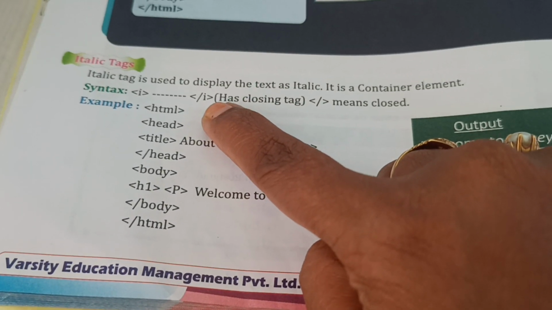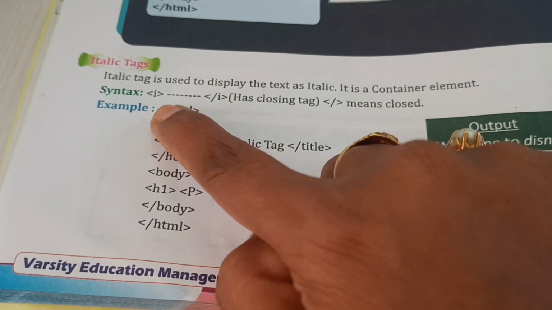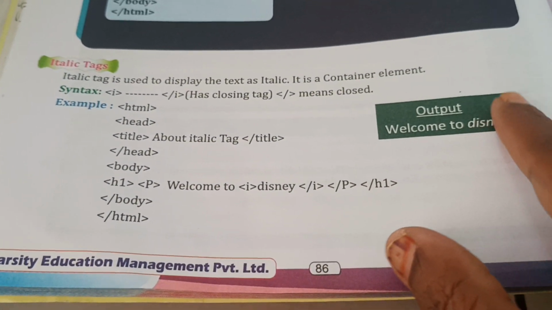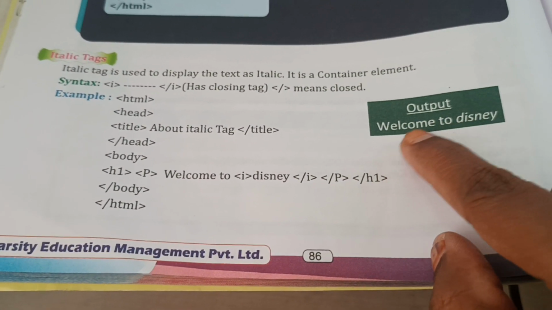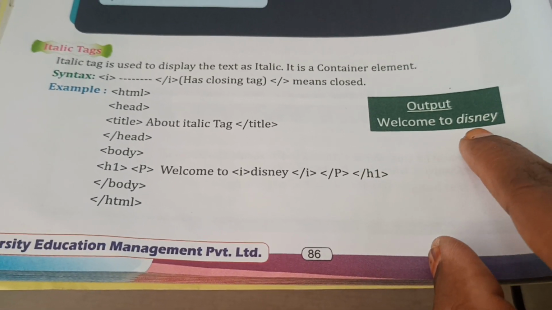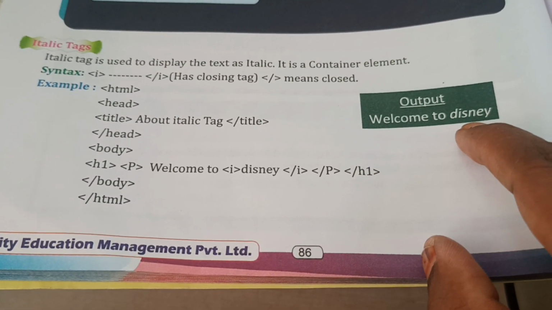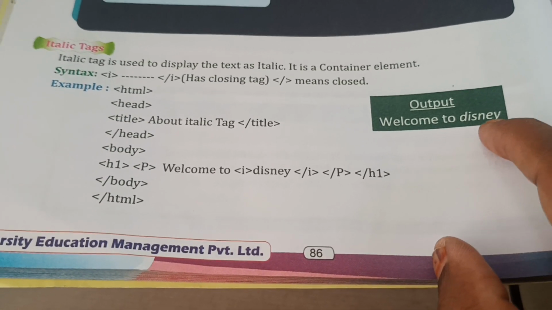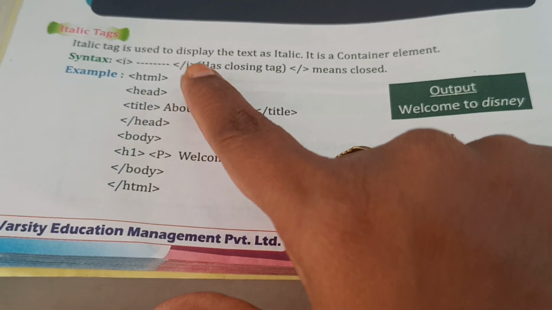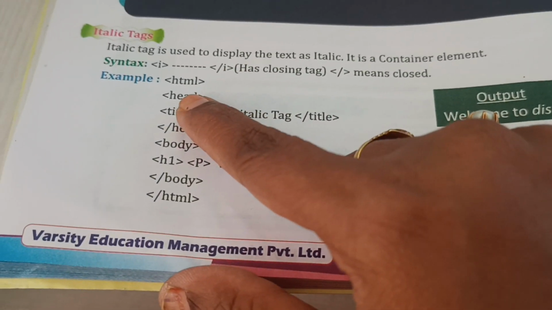Italic. Open bracket I, closing bracket I. This is the output. Welcome to completely normal text. Another text is looking like italic. So now, let me explain the program.